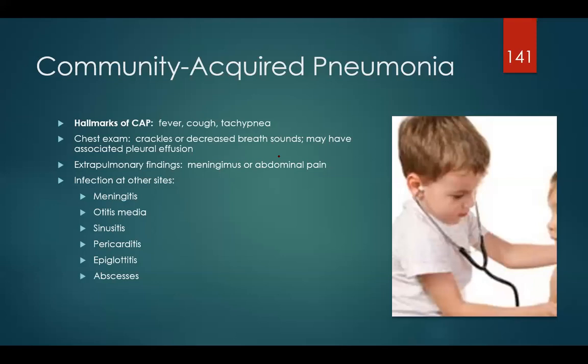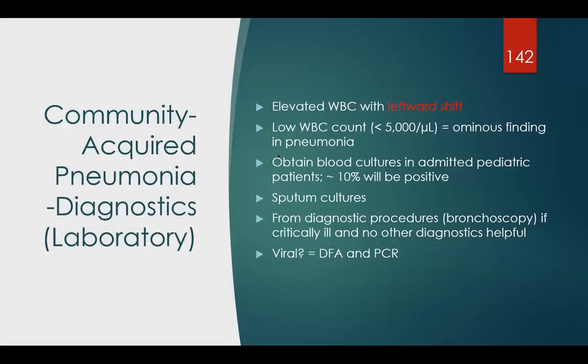Community-acquired pneumonia, so the hallmarks are fever, cough, and tachypnea. Other infections, extrapulmonary findings include meningitis or abdominal pain. Chest exam may reveal crackles, particularly in one specific site, especially if we're dealing with a bacterial pneumonia. Other sites of infection include the meninges, otitis media, sinusitis, pericarditis, epiglottitis, or an abscess.